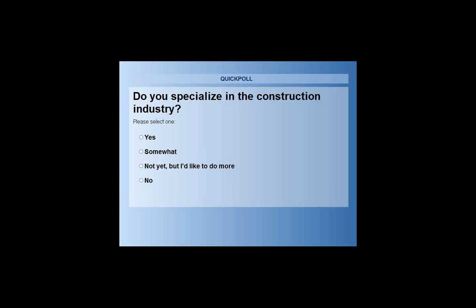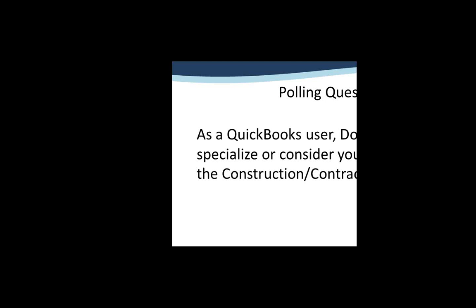So although we're asking about construction and contractors, that's the most prevalent use for job costing, but not the only use for job costing. So we've got almost 90% of you that have answered this. So I'm going to go ahead and close that poll, and I'm going to share the results so you can see. We have 15% that specialize quite a bit. We got 28% that say somewhat, 20% say not yet, and another 36% say no. Okay, well, that's very interesting. Usually one of the top industries that people will specialize in are construction and contracting and things like that.